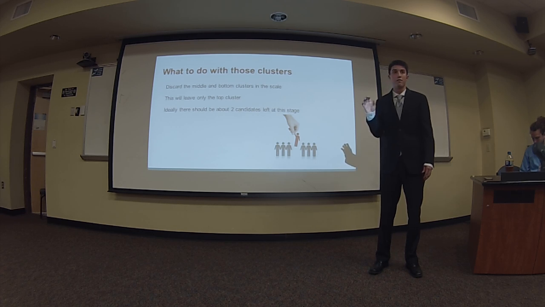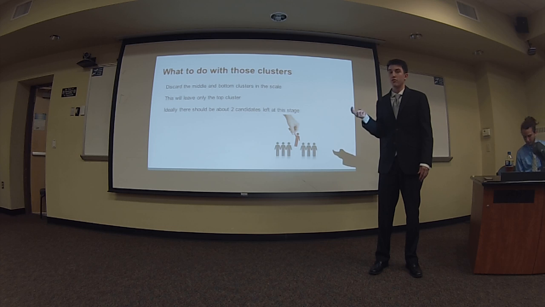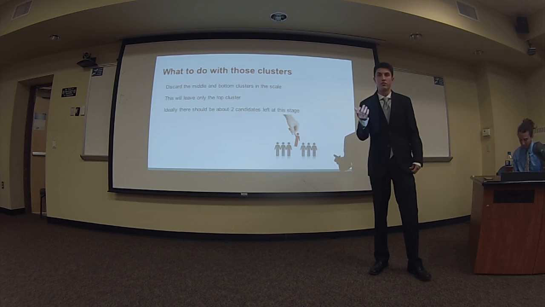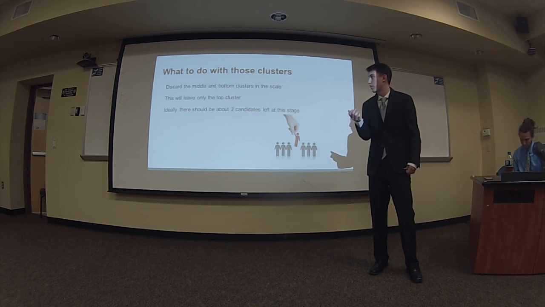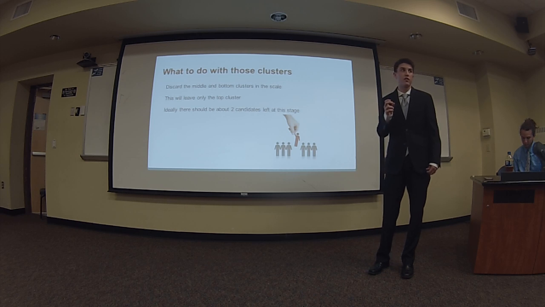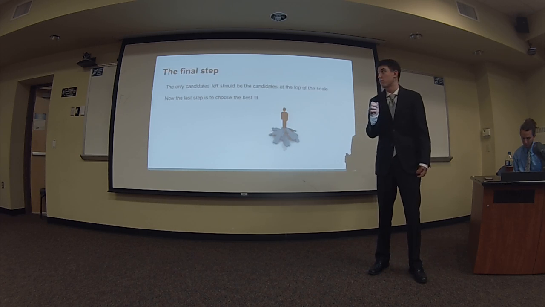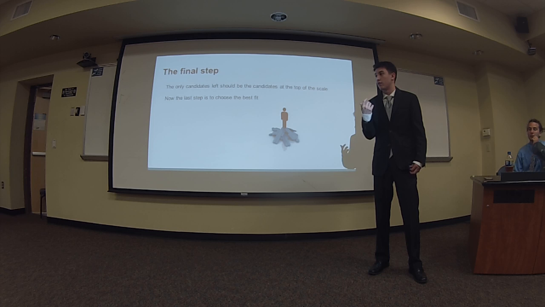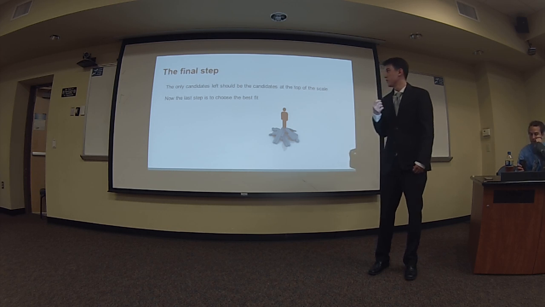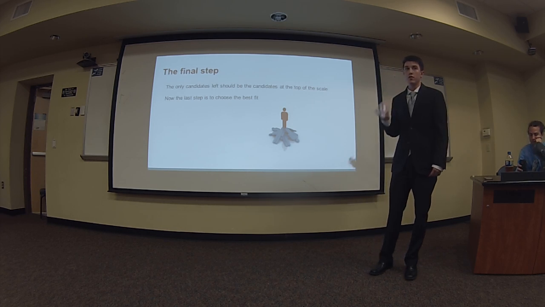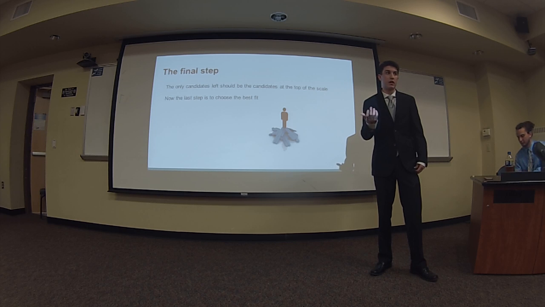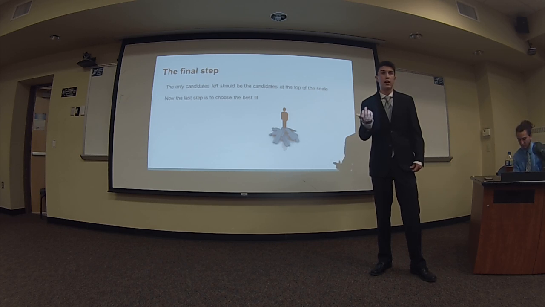So this will leave about, ideally you're going to want like 2 candidates, maybe a little more, but realistically that's not generally going to happen every time. But it'll give you the top cluster of candidates that are left based on the final scores that you get from the weighting factors and the rating scores. So what you do after that is choose the best fit candidate based on that top cluster of candidates.